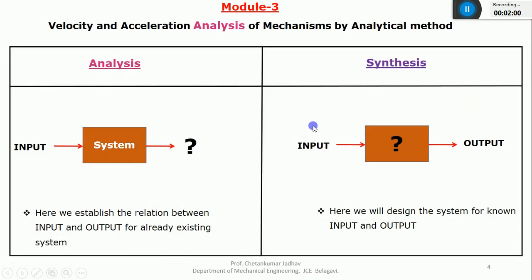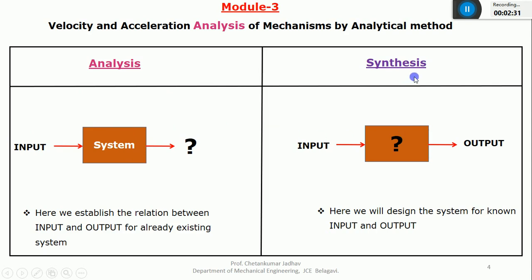We have already discussed that there are two units in module number 3. One is regarding analysis and one is synthesis, and I have discussed what exactly the difference between these two is. Analysis means the mechanism exists, and you know the inputs, and you only need to find the outputs and relate them to the input. What is the relation between input and output for an already existing system?